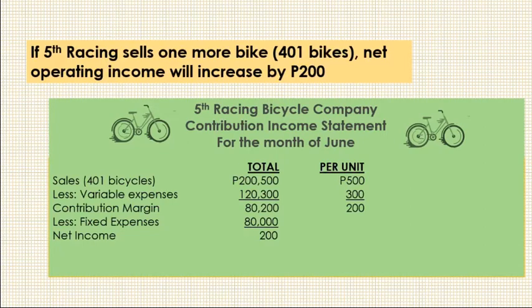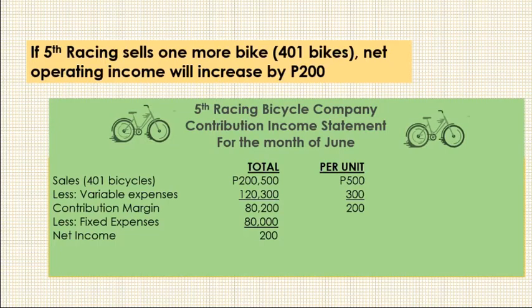The contribution format income statement can be expressed as profit is equal to sales less variable expenses or contribution margin less fixed costs. Let's use the equation to calculate profit assuming Racing Bicycle sells 401 units at 500 pesos each. The company has variable expenses of 300 pesos per unit sold and total fixed expenses of 80,000 pesos. Sales is equal to 200,500 pesos. That is 401 units sold at 500 pesos per unit.